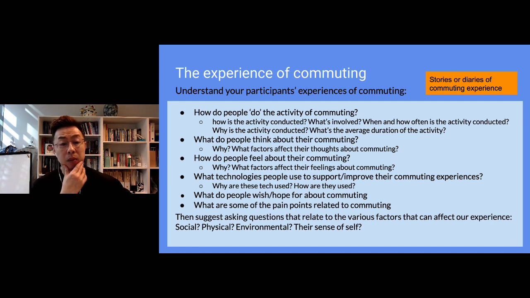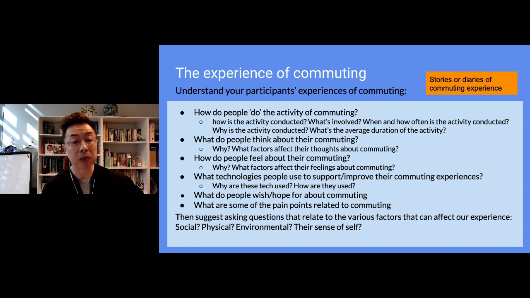And what do people think about their commuting? Why do they think that way? Why is really important because it reveals the inner thoughts and the inner motivations, maybe fears as well. And what factors affect their thoughts about commuting? Is it because of their friends who tell them about this, or their family members, or how they feel about safety? How do people feel about commuting in terms of the factors that affect their feelings?